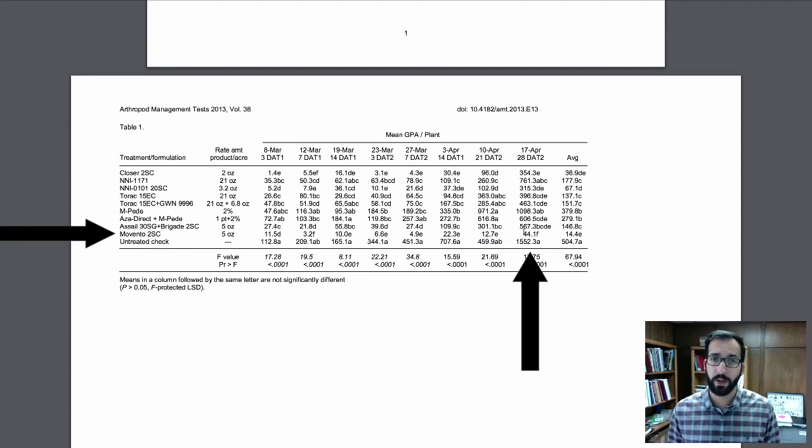That concludes our quick look at Arthropod Management Tests, how to find relevant articles, and how to understand the data.